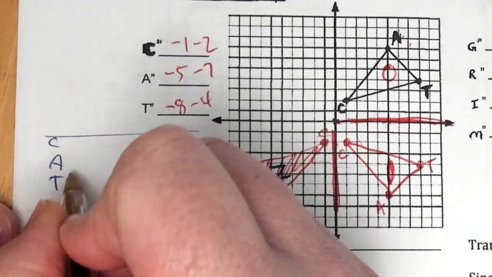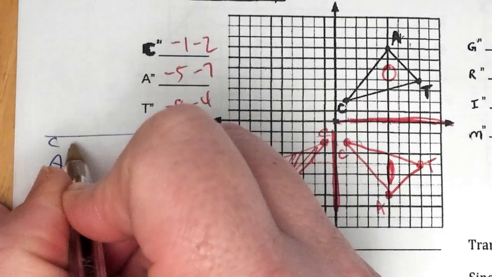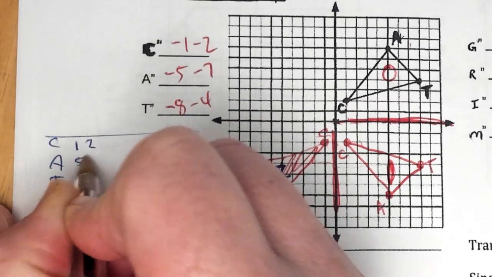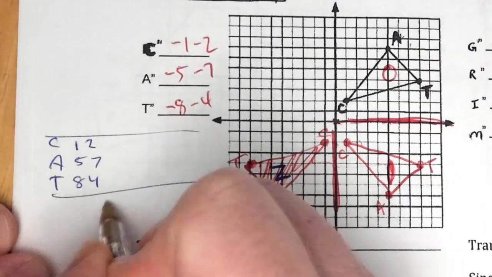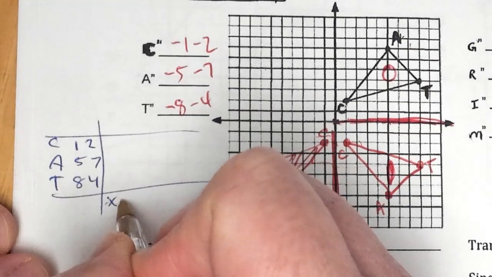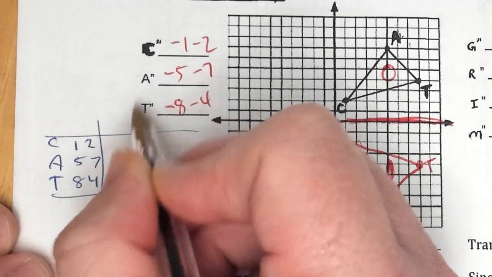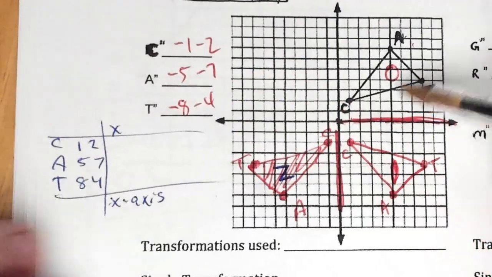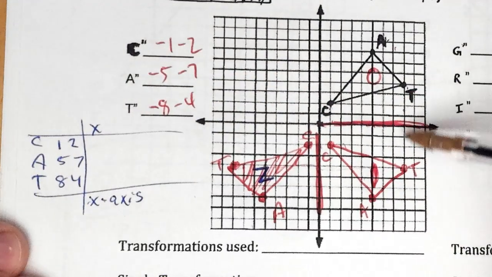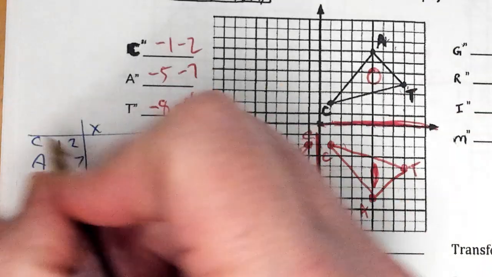So original coordinates 1, 2, 5, 7, and 8, 4. They said to reflect over the x-axis. Right over here because I didn't give myself enough room. So that means your x stays the same and your y. So when you reflect this over the x-axis, it was the y that changed. So that'd be a -y.